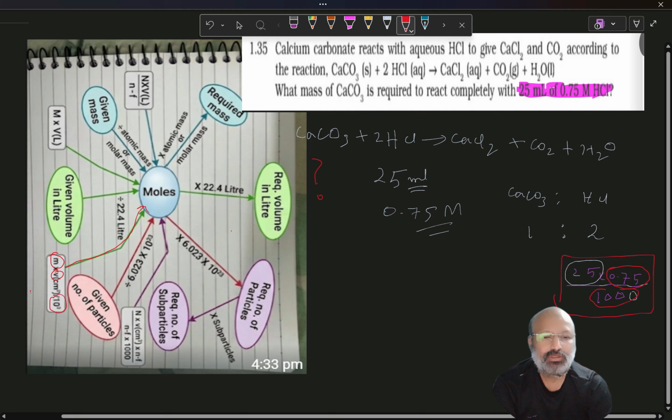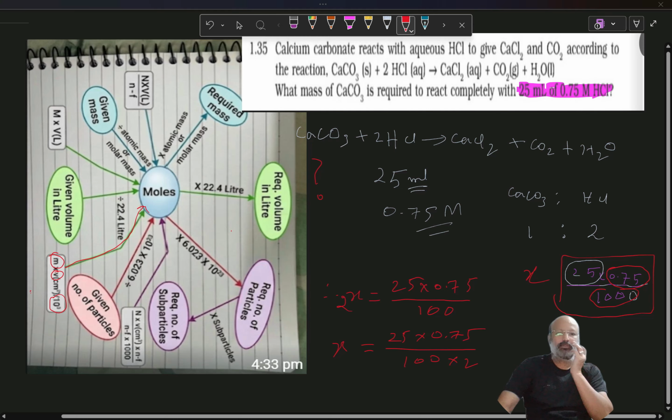Since the ratio is 2 is to 1, it will be X. Therefore, the number of moles of calcium carbonate X will be, 2X is equal to the moles of HCl calculated. So therefore, X is equal to that value divided by 2. So this is the answer, and we have done the whole calculation strictly according to this chart. I have written it over there. Okay. Now let's move to another example.